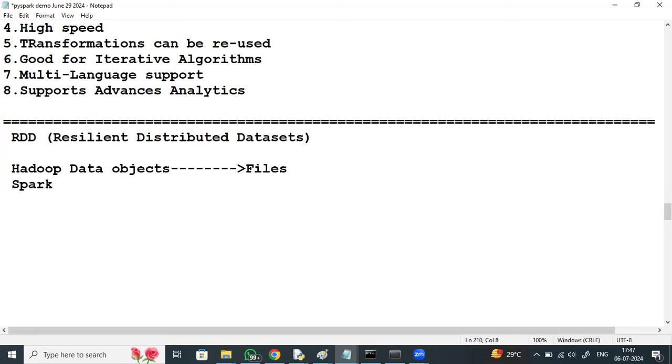Spark data objects: RDDs, data frames, and streams.